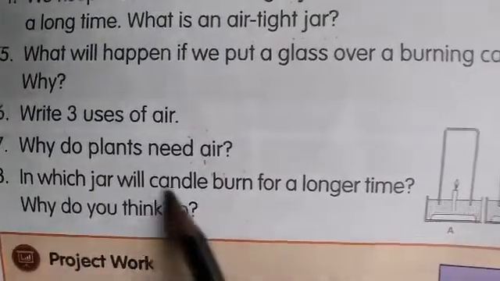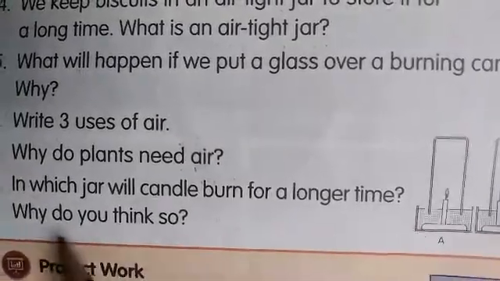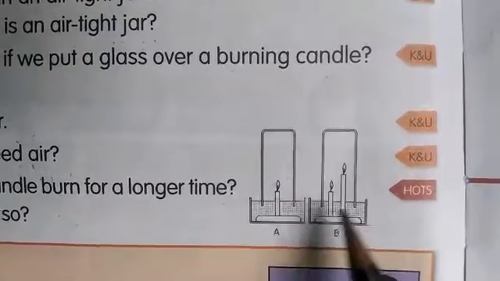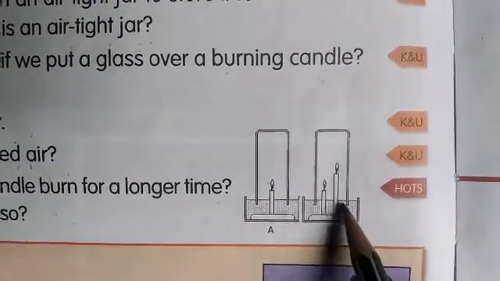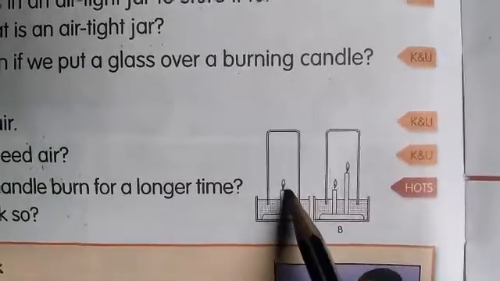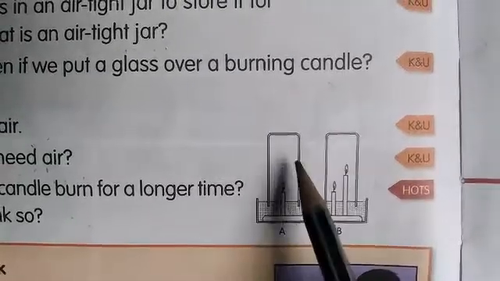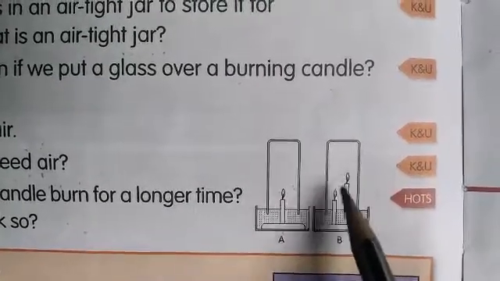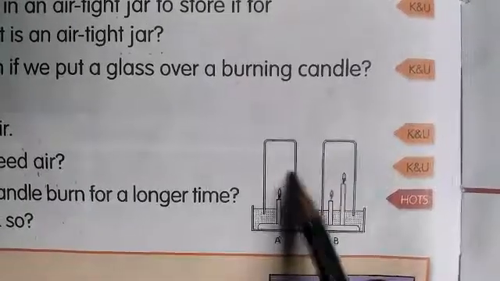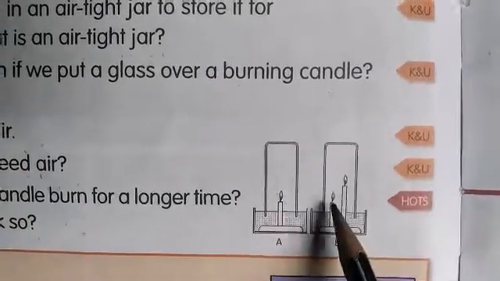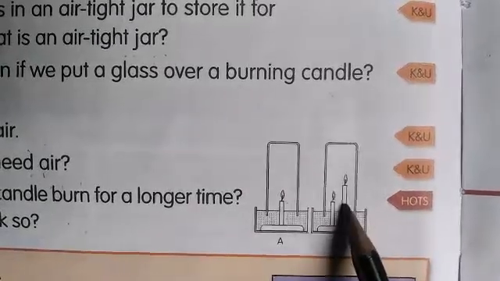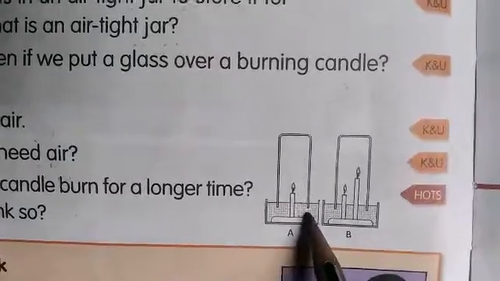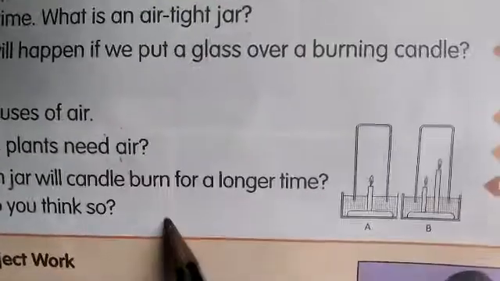Now the 8th one: in which jar will the candle burn for a longer time? Why do you think so? Here they have given 2 jars. In one jar you can see 1 candle. In the second jar you can see 2 candles. So the jar with 1 candle can burn for a longer time, because the amount of air will be more. When 2 candles use up the air, they can go off very quickly. So candle A will burn for a long time, and you have to explain why you think so.